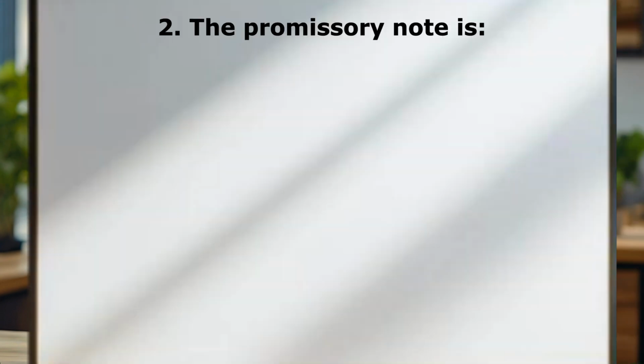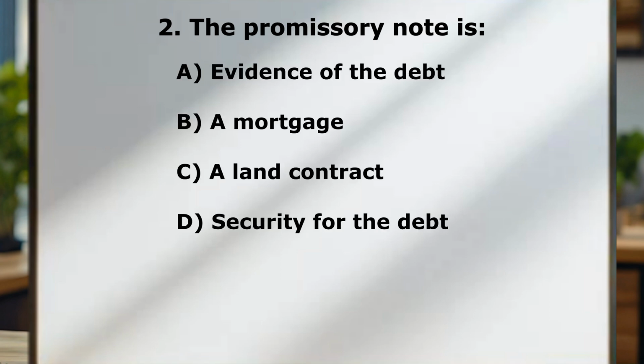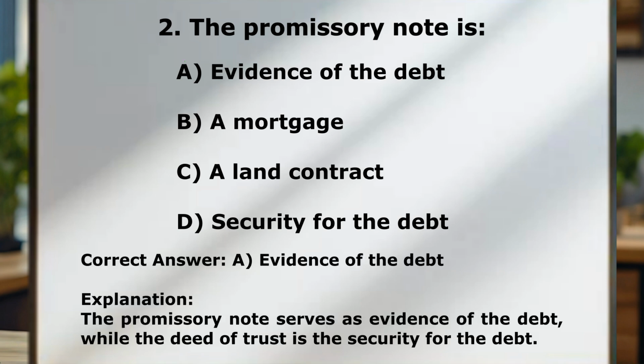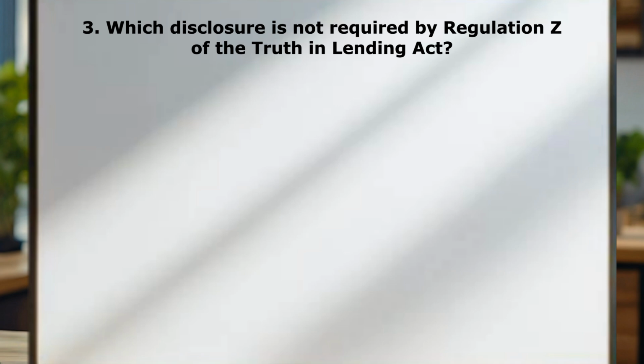Question number two. The promissory note is A, evidence of the debt. B, a mortgage. C, a land contract. D, security for the debt. The answer here is evidence of the debt. So the promissory note serves as evidence of the debt, while the deed of trust is the security for the debt.